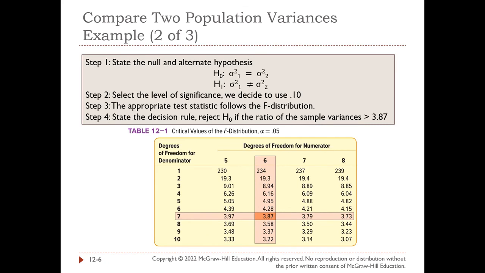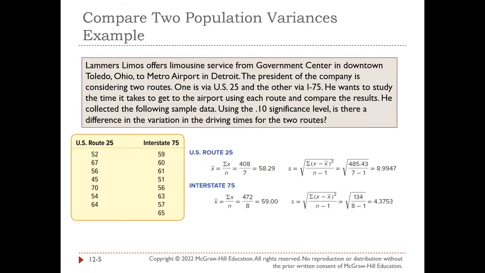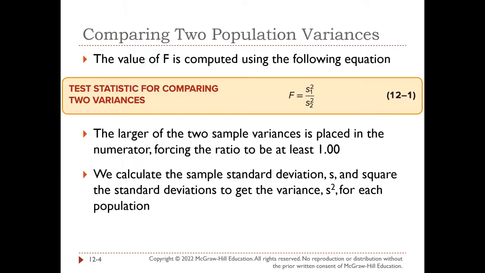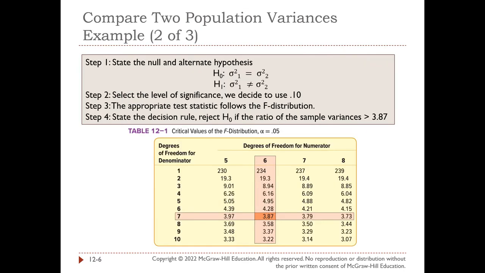So, we square the sample standard deviations to get the sample variances. We did decide to reject the null hypothesis. The test statistic, 4.23, which is basically figuring out the formula right here, exceeds the critical value of 3.87.